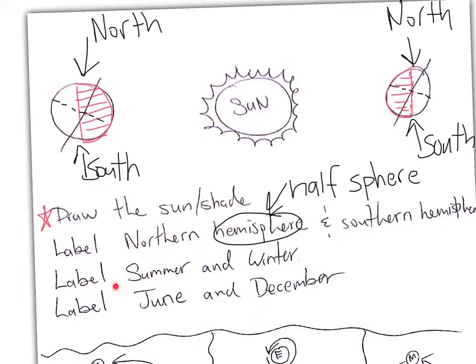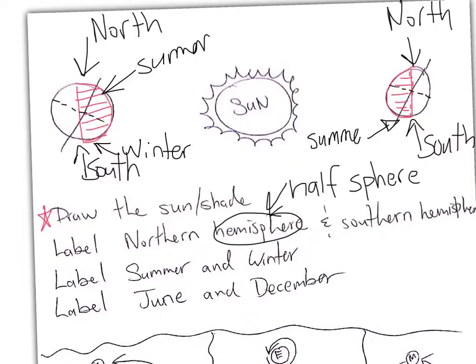Label summer and winter. Summer is when it is in the sun, and winter is when it's in the shade. So for us, northern hemisphere, this would be our summer. And the southern hemisphere here would be in winter. Whereas 6 months later, the southern hemisphere, those people in Australia and Argentina, Peru, would be in summer. And we would be in winter.